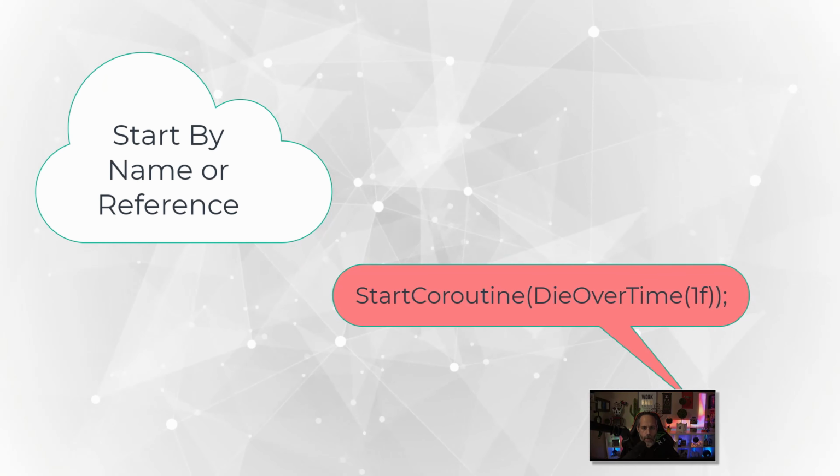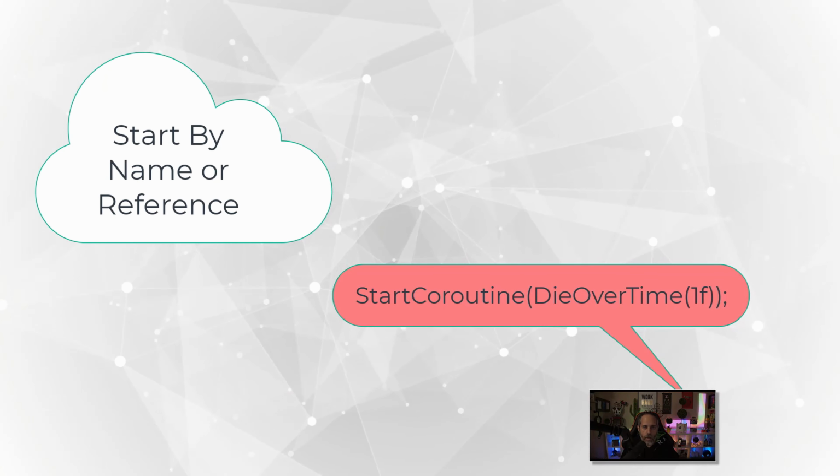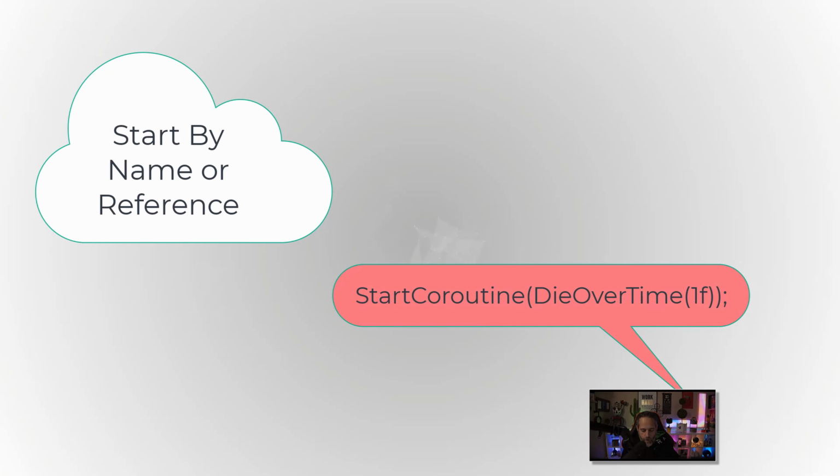It's almost always better to just give it a reference to the method. So you put the method name in instead of the quoted name in there. And that's just so that if you rename the method, it gets renamed with it.